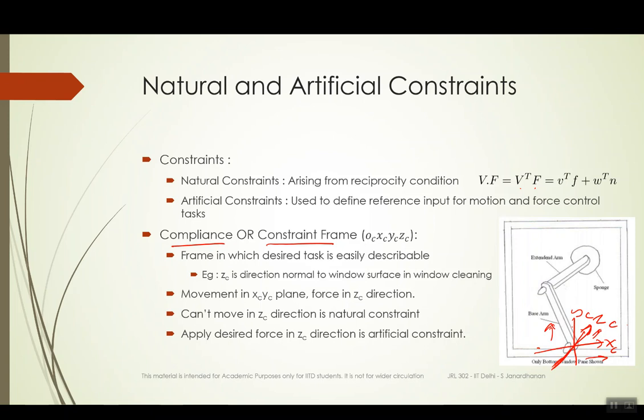Okay, so the constraint that there is no motion in the z direction, so Vz being equal to 0, forms a natural constraint, and the ability to apply a desired force in the z direction, let us say Fz is some particular value, will be the artificial constraint.